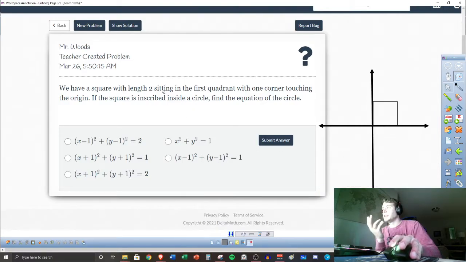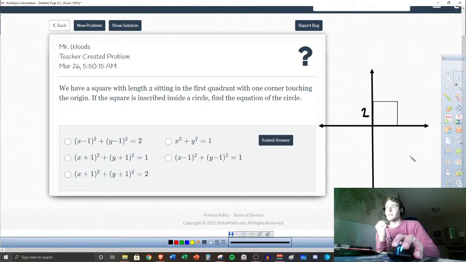And it says it has a length of 2. Right? So the length is 2. And that goes all the way around. So we know that this point here is (0, 2). Point here is (2, 2). And this point here is (2, 0). All right, so we've got that square.